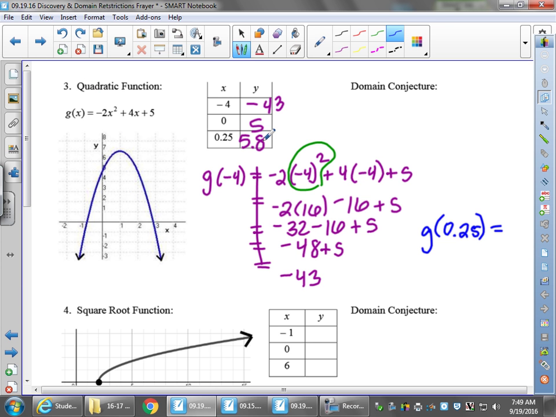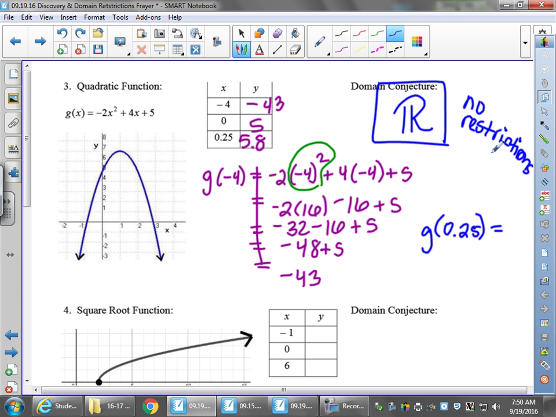Did all of these values work? Yes. In fact, when I come in from the left and I come in from the right, do you see any restrictions? No. So our conjecture for quadratics? No restrictions, all real numbers. So update your homework. This is going to be our official notes by the time we're done. No restrictions, all real numbers.